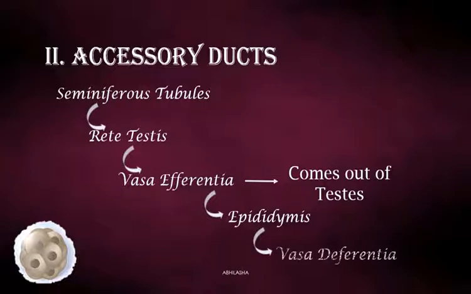Epididymis leads into vas deferens that ascends to the abdomen and loops around the urinary bladder. It receives a duct from the seminal vesicle and opens into urethra as the ejaculatory duct. You have to remember the sequence of these accessory ducts for proper understanding of the passage of sperms.